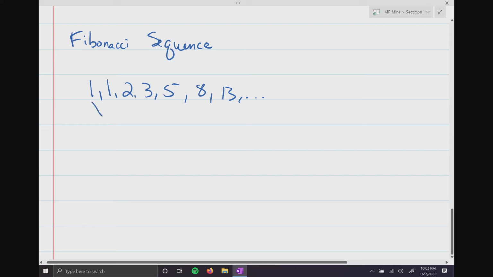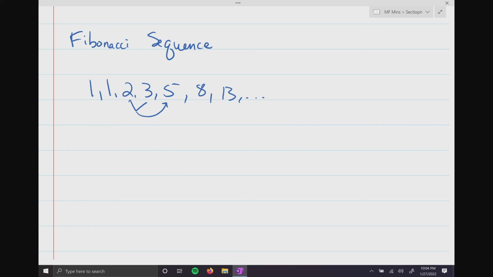So 1 plus 1 equals 2, and notice that 2 is right here. Okay? Then 2 plus 1 is 3, and notice that's right there. And then 3 plus 2 is 5, and notice that's right there, and so forth.